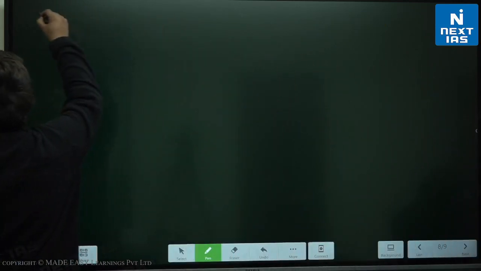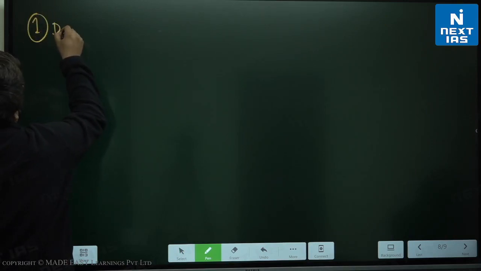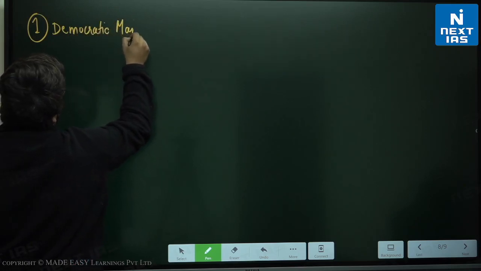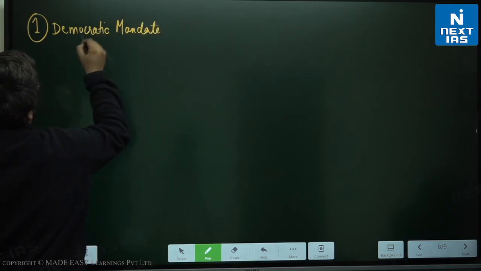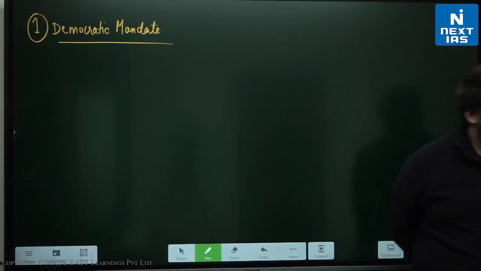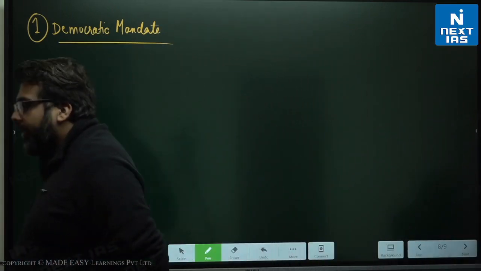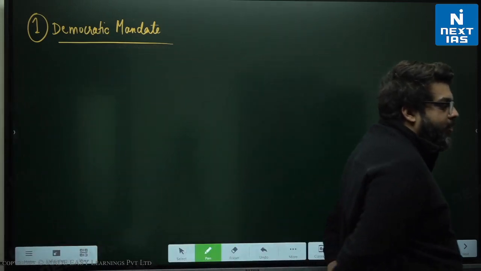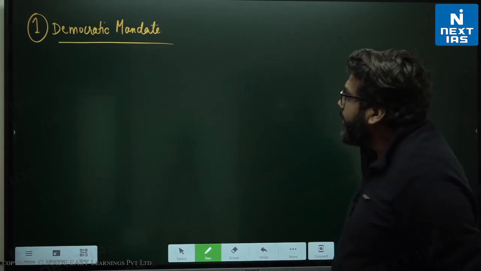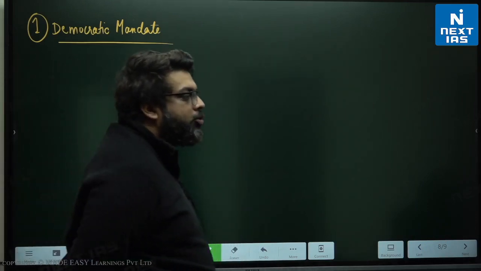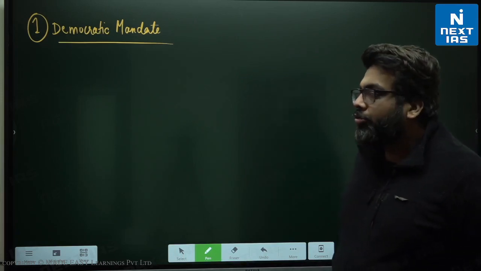First, rule number 1, democratic mandate. Now, let us understand this rule and let us forget about polity for some time. Let's understand this through some day-to-day life examples around us. Right? Now, the word mandate basically means the authority given to a person to do something.